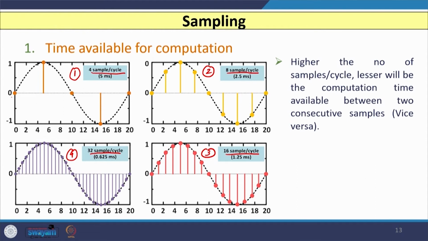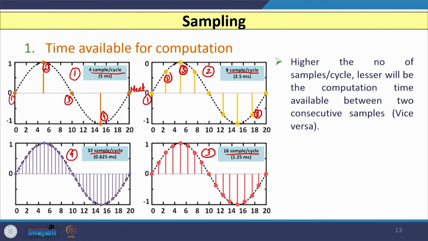Here you can see that when I have 4 samples per cycle in the first graph, we have to acquire the samples at this point, 3, 4, and then this is your next sample. That means when you have 4 samples in a cycle, you have to acquire the sample every 5 millisecond. In the second graph, when you have 8 samples in a cycle, you have to start here and end here, 1 to 8, first, second, third, like that. So, you have to acquire the sample in the second graph every 2.5 millisecond.